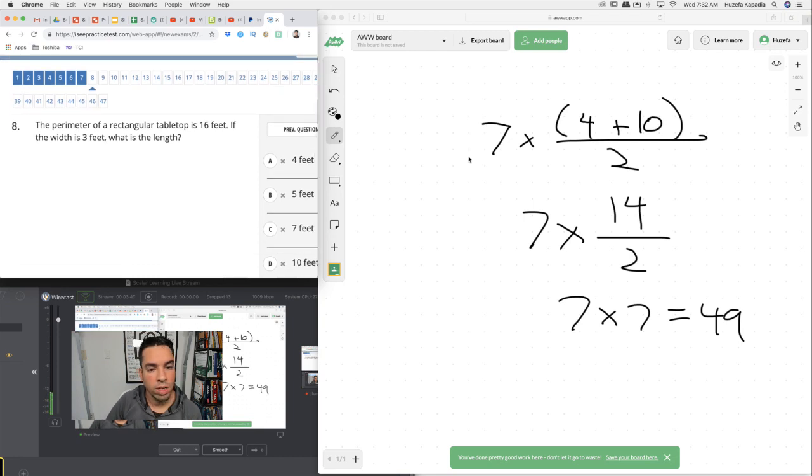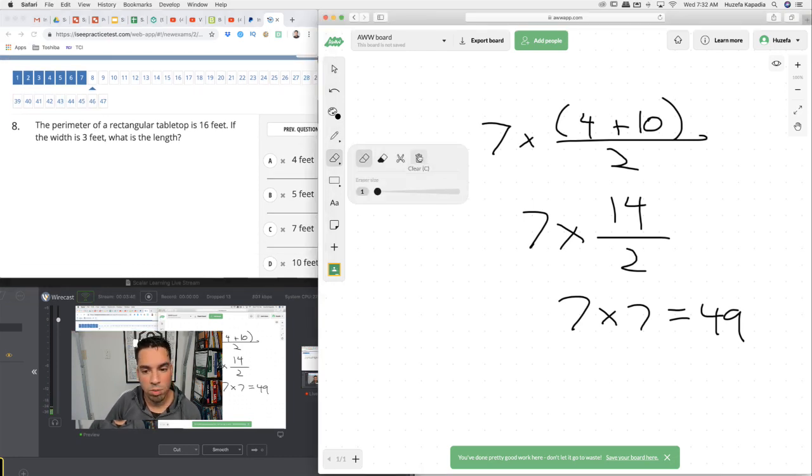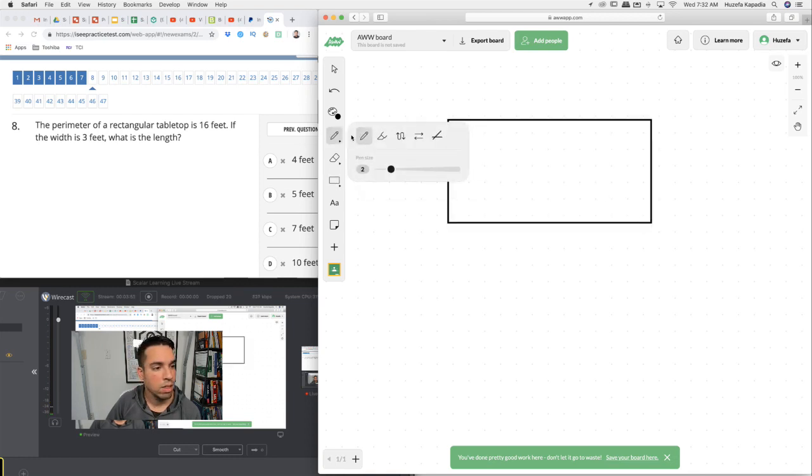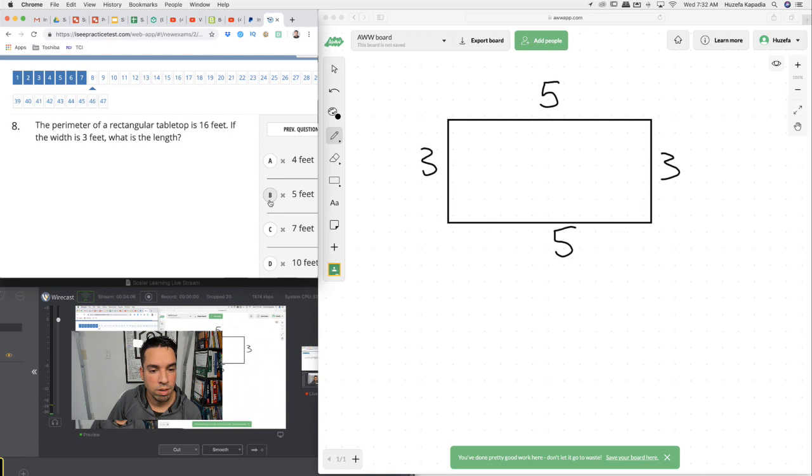8. The perimeter of a rectangular tabletop is 16 feet. If the width is 3, what is the length? I can do this without really any algebra. It's 3 and 3. This is 6. That means these two must add up to 10. Since it's rectangular and they must be equal, the other sides, the length must be 5. 5, 5, 3, 3, and that's 16.